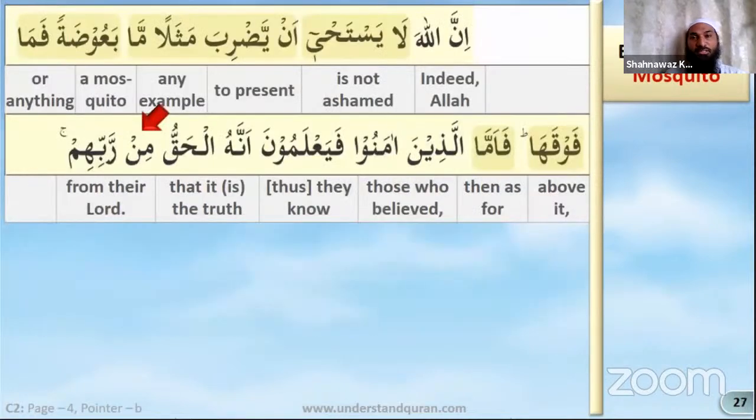Okay, so we'll take this. Somebody could just volunteer and translate. Who wants to do it? Somebody who has not done it last time.